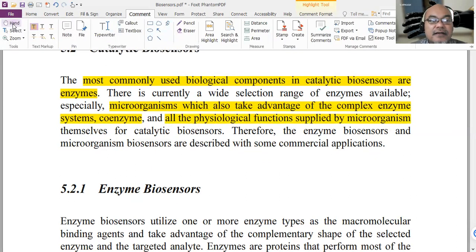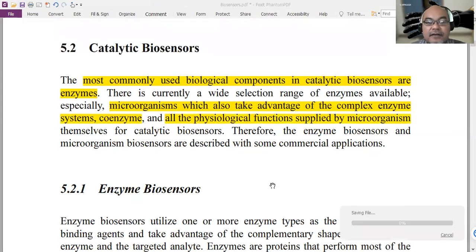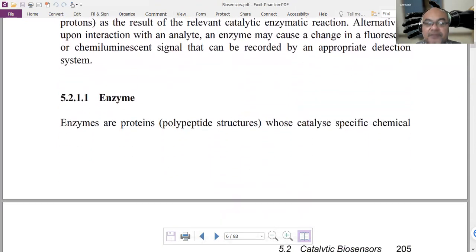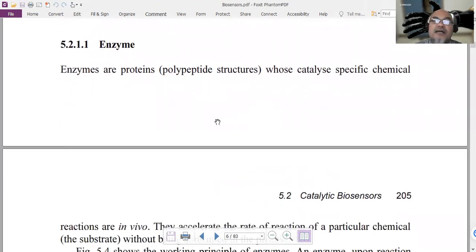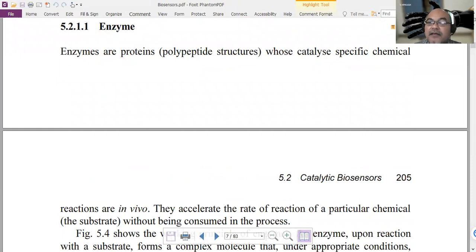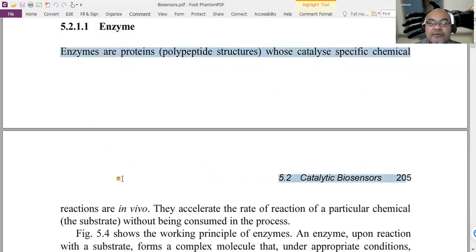Let's see now some of the applications. Enzyme biosensors are the first among the biomolecules to be used in commercial biosensors. Basically, enzymes are protein polypeptide structures which catalyze specific chemical reactions in vivo. In vivo means in a living thing. They accelerate the rate of reaction of a particular chemical structure without being consumed in the process.